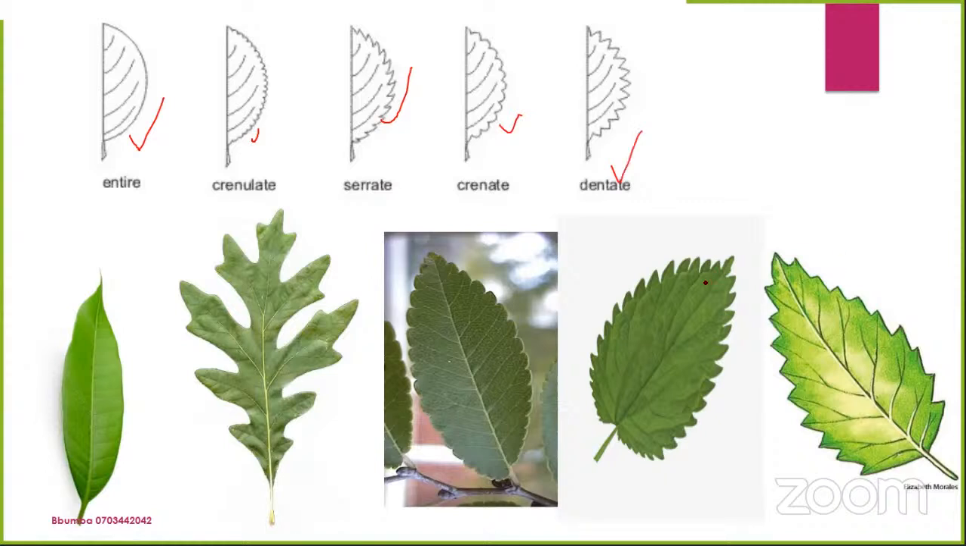You can see this leaf is going to be serrated. This leaf is lobed. This leaf is entire. You see, dented. So all these ones, you should be able to identify.